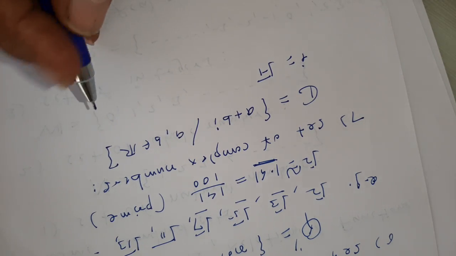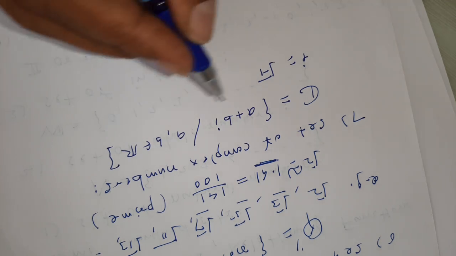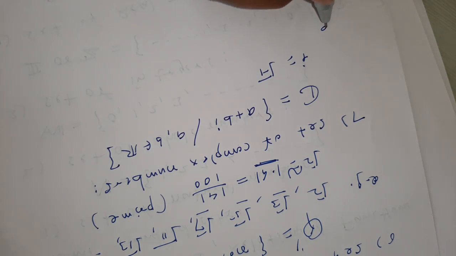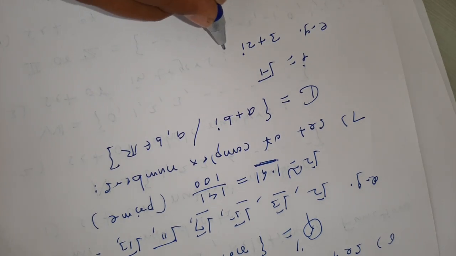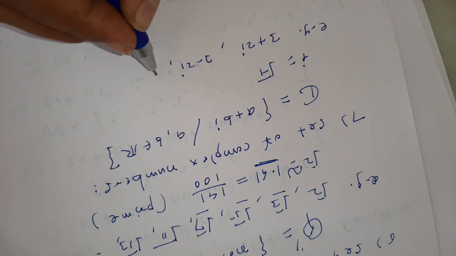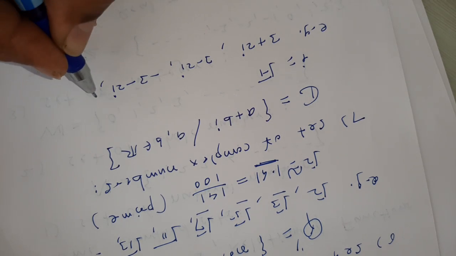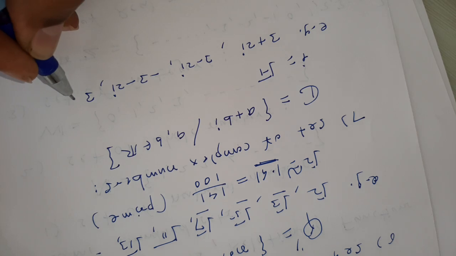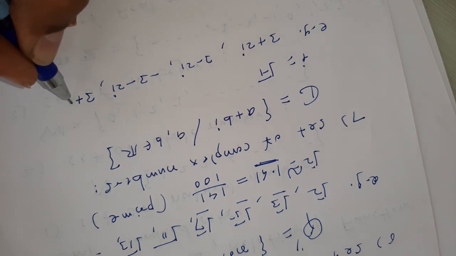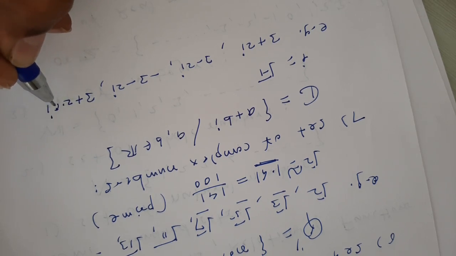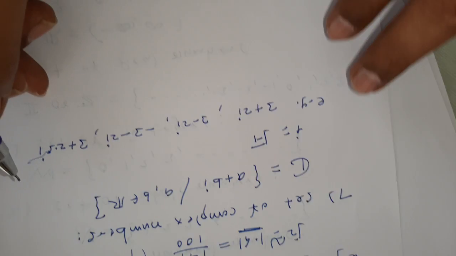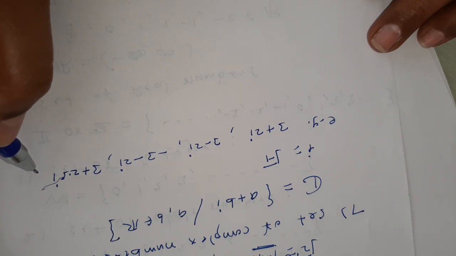So this is the set of complex numbers. For example, 3 plus 2i, 3 minus 2i, minus 3 minus 2i, 3 plus 2.5i. This is also a complex number.